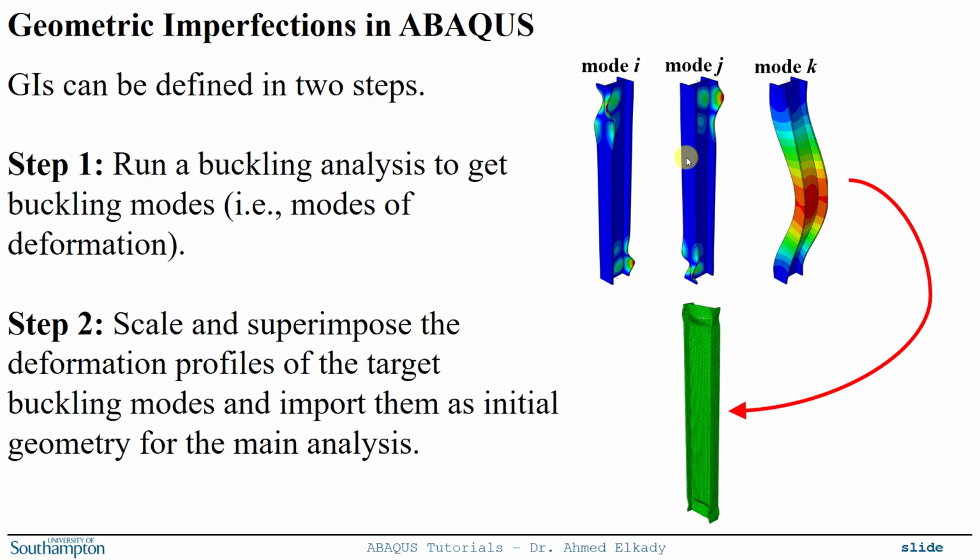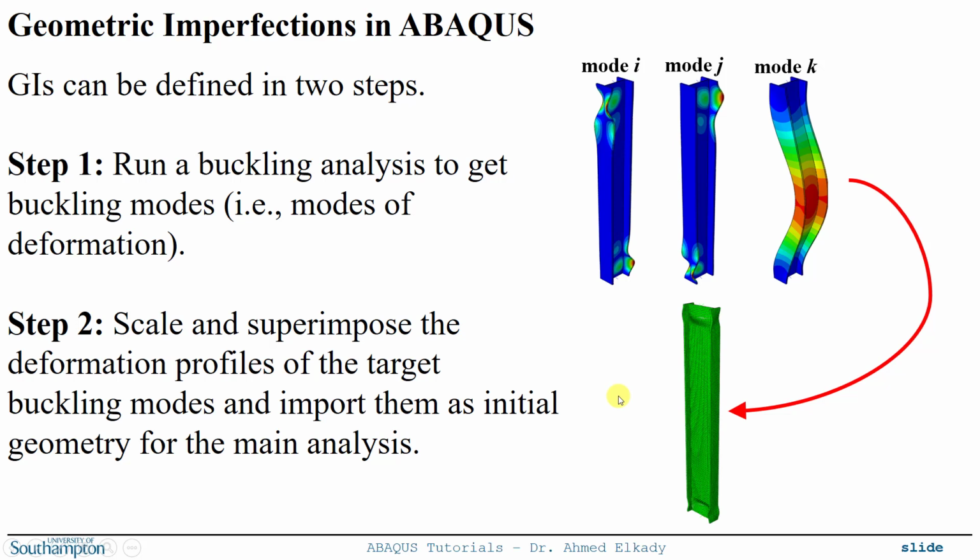And then the second step: if you are interested in this type of mode, like you want to have this kind of deformation in your actual member, you will need to scale this spatial deformation profile and maybe superimpose it with other modes as well. It doesn't need to be just one mode. You can superimpose a number of modes and scale them, and then import them as an initial geometry in your main model or your main analysis.